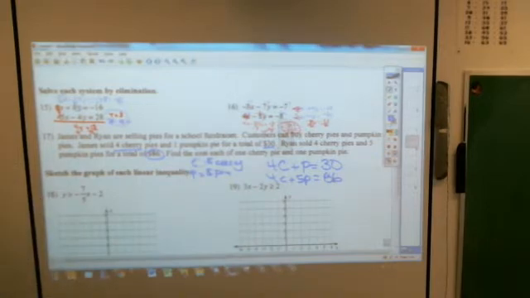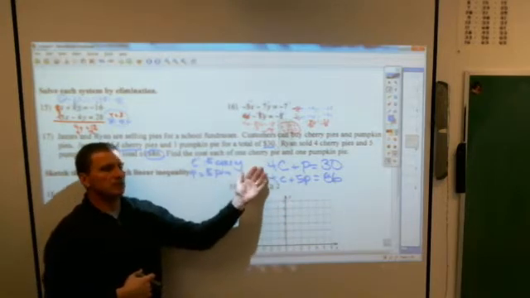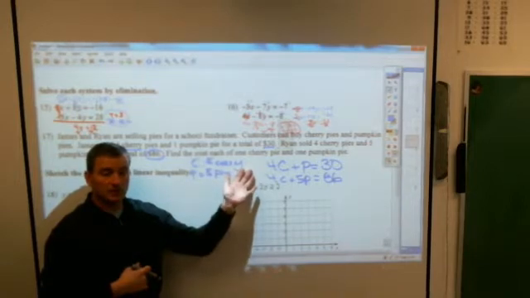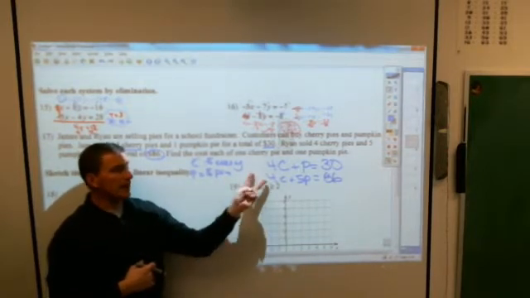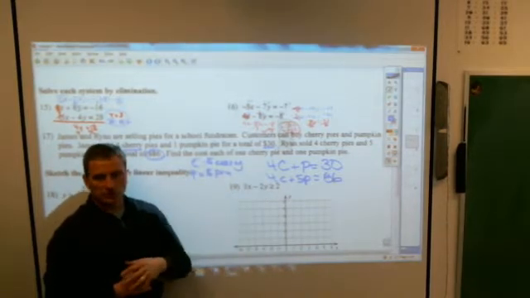And they want to know how much is the cost of each. Well, here are your simultaneous equations. You have your choice. You can solve it by graphing it. You could solve it by substitution. You could solve it by elimination. Which one's going to be easiest?